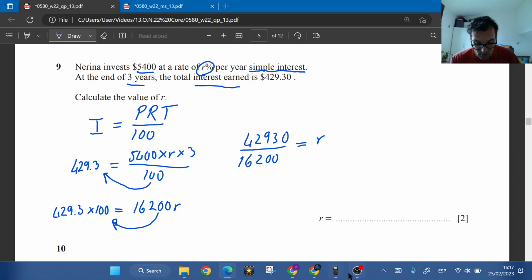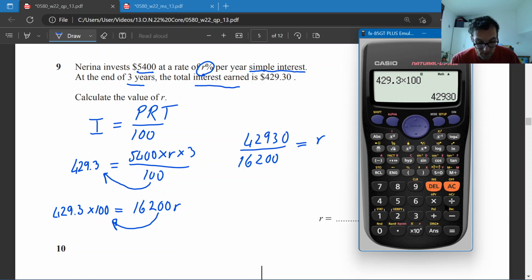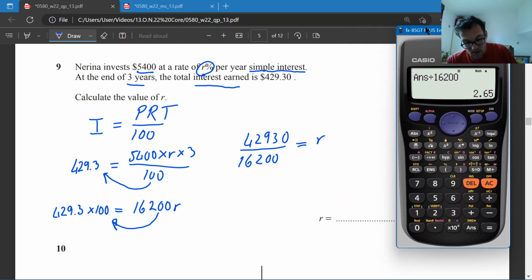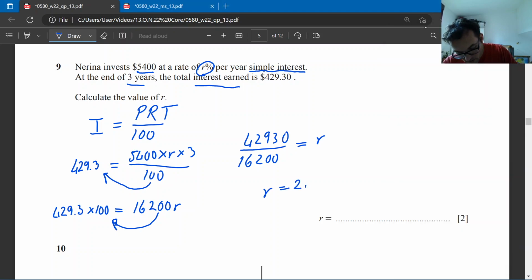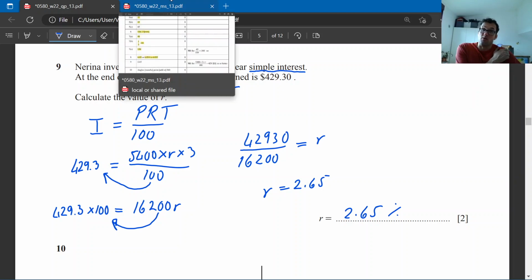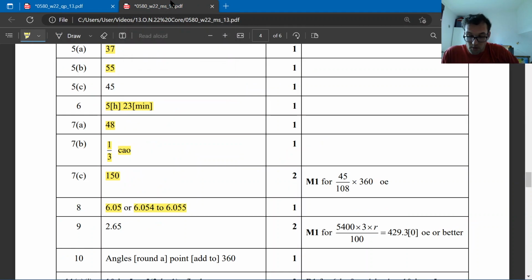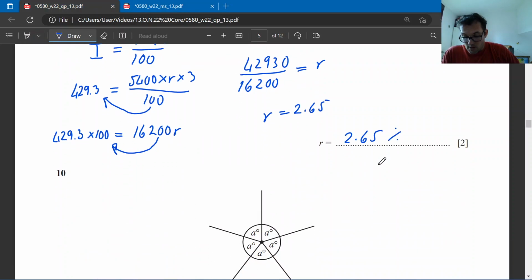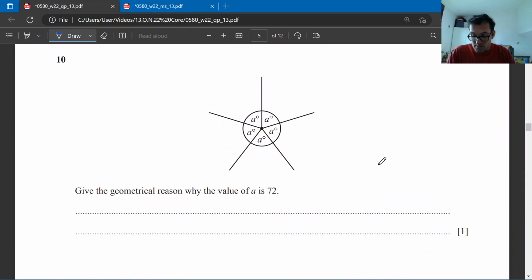So let's do that. We got it in our calculator. 42930 divided by 16,200, and that gives us 2.65. Okay. That is now 2.65%. And if you know something about banks and money, that sounds like a reasonable amount. I mean, the bank is not going to give you a massive amount of interest. They're not going to give you 100%, that will double your money. All right, 2.65 is a good, reasonable interest rate. Question 10.